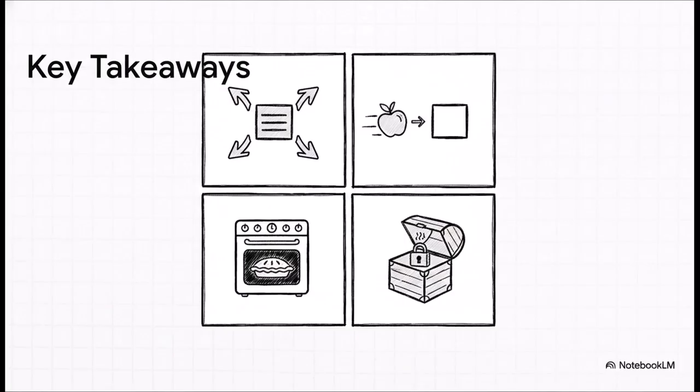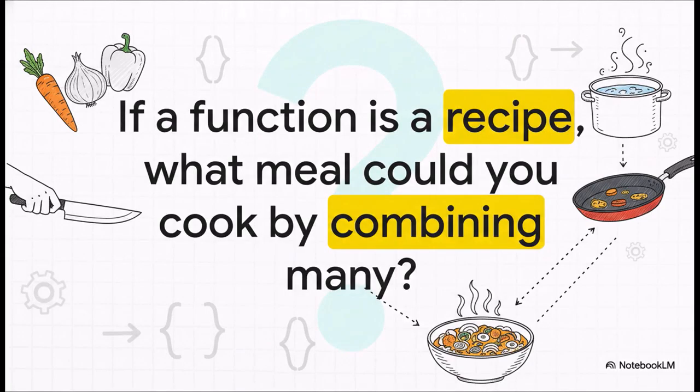So let's wrap this up with the big takeaways. First, functions are your absolute best friend for turning repetitive code into powerful, reusable tools. Second, always remember, parameters are the placeholders in the recipe and arguments are the real ingredients you put in. Return is how you get your final dish, and scope is just the rulebook for where your variables are allowed to play. And that really just leaves us with one final thought to chew on.